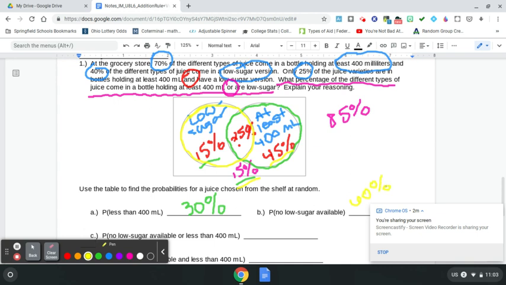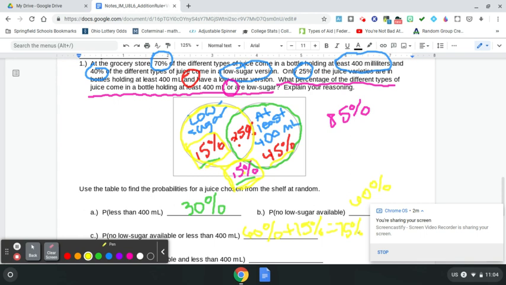Now, how about no low sugar available or less than 400 milliliters? Okay, so no low sugar available, we were looking at the 60%. So we already know that we have 60% here. Then it says or less than 400 milliliters. So now we go over here and we eliminate the green bubble again. And if we eliminate the green bubble, we're looking at this 15%. And we've already included this one, so we don't have to count that one again. So we have to add the 15% from the other bubble, and that officially gets us 75%.